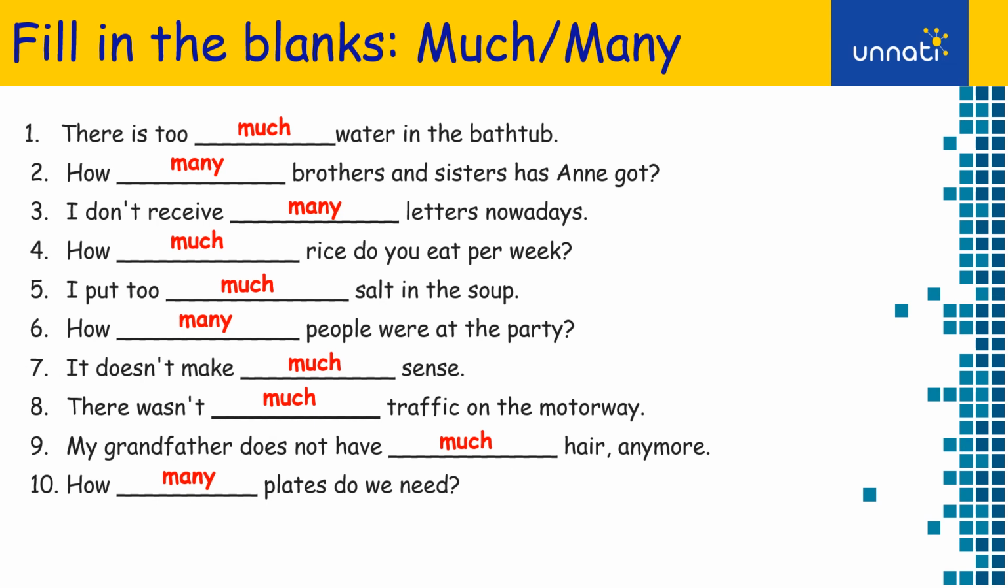Okay, so let's discuss the answers real quick. There's too much water in the bathtub. So much with water, because water is an uncountable noun. How many brothers and sisters has Anne got? Brothers and sisters, very much countable, so we use many in the blank. I don't receive many letters nowadays, because letters can be counted.